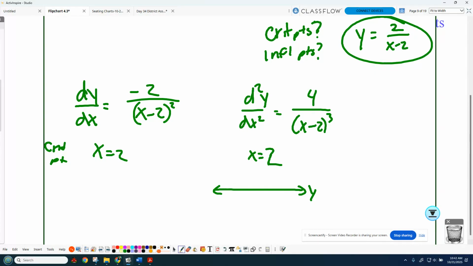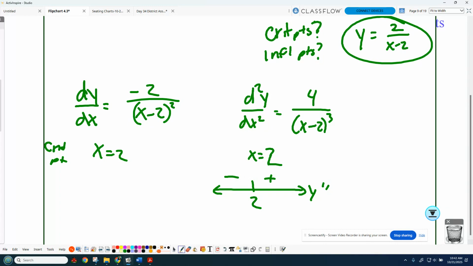And I'm already making mistakes here. But checking the second derivative, at 0, its concavity is negative. At 5, its concavity is positive. But x equals 2 is not an inflection point. And as a matter of fact, x equals 2 is not a critical point.